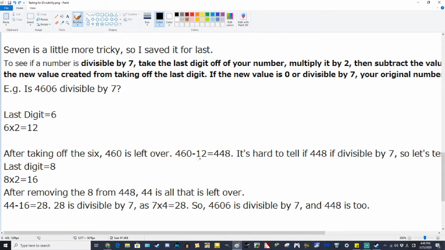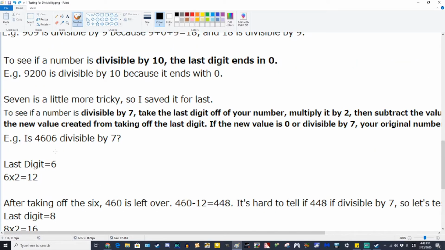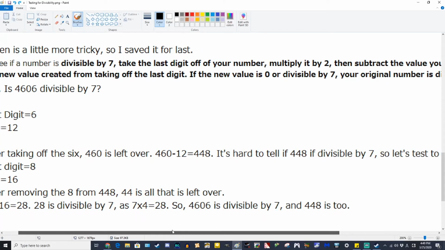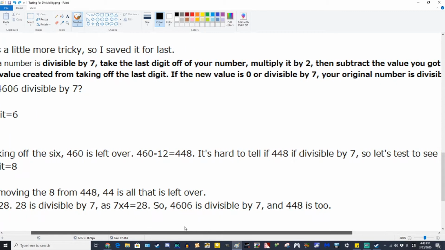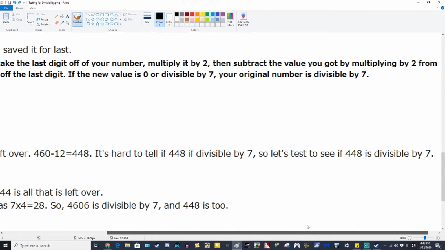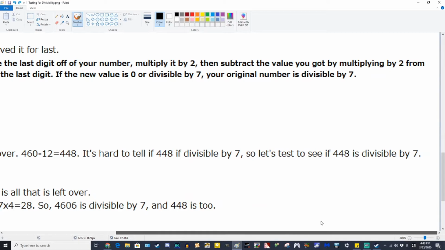So what we do is we subtract the number we got by multiplying by 2, the one we took off the end, from the new number. We take 460 and we subtract 12. 460 minus 12 is 448. So now, 448 is not 0, so we have to see if it's divisible by 7. It's kind of hard to see right off the bat if 448 is divisible by 7, so I just do the test again. We're going to do the same test, but on 448.